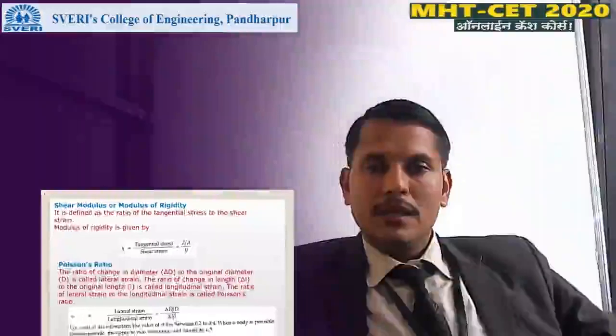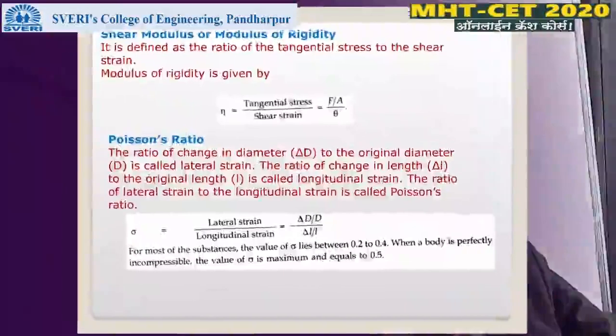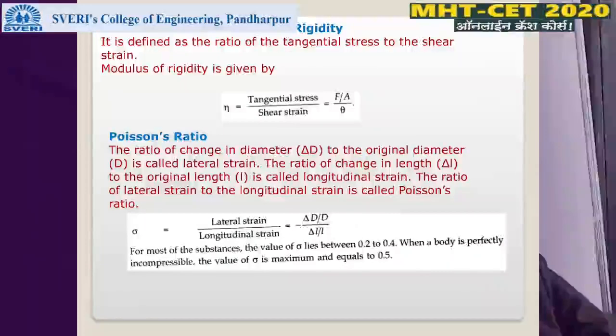And next one, that is the third one, which is called as shear modulus or modulus of rigidity. So it is defined as the ratio of the tangential stress to the shear strain, or this modulus of rigidity is given by simply tangential stress, that is F upon A, divided by shear strain, that is theta, that angle because of that tilt, which is called as shear strain.